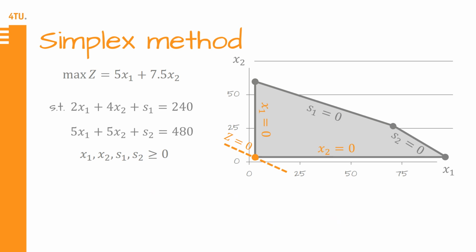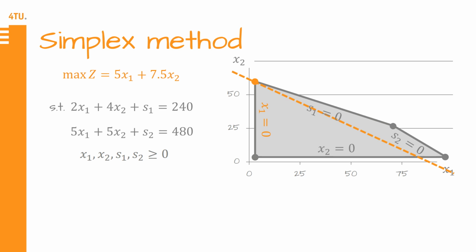If we look at the objective function, we see that increasing x2 will give the highest increase in profit. So we let x2 increase while keeping x1 fixed to 0. This means that x2 will become basic and that either S1 or S2 will become non-basic. So we move along the x1 equal to 0 line until we hit the next basic feasible solution.